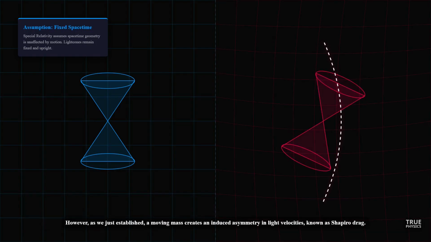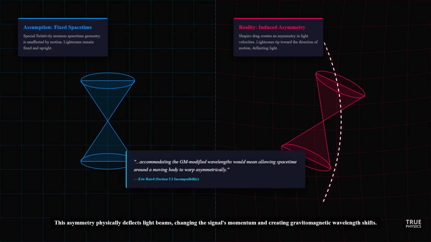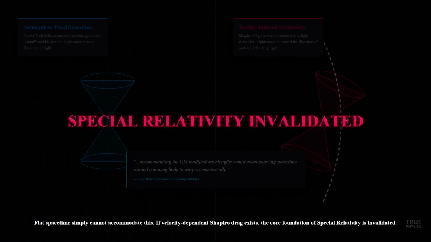However, as we just established, a moving mass creates an induced asymmetry in light velocities, the Shapiro drag. This asymmetry physically deflects light beams, changing the signal's momentum and creating gravitomagnetic wavelength shifts. Flat spacetime simply cannot accommodate this. If velocity-dependent Shapiro drag exists, the core foundation of special relativity is invalidated.